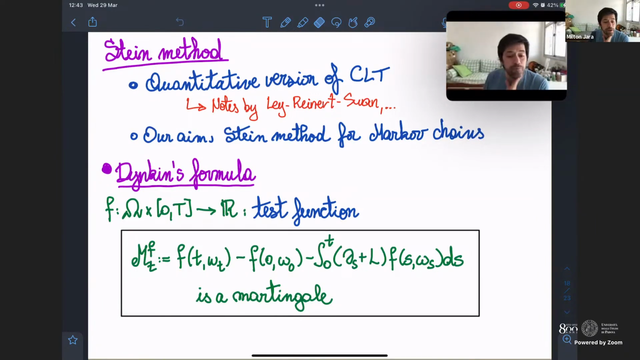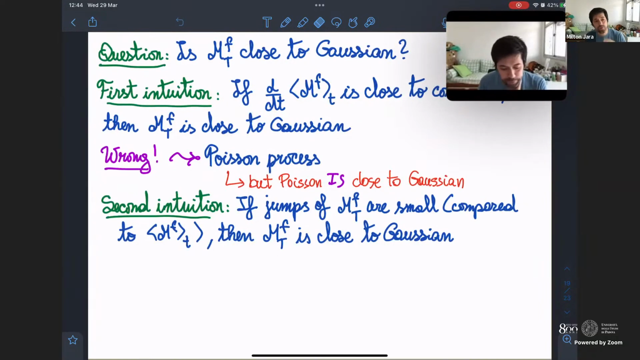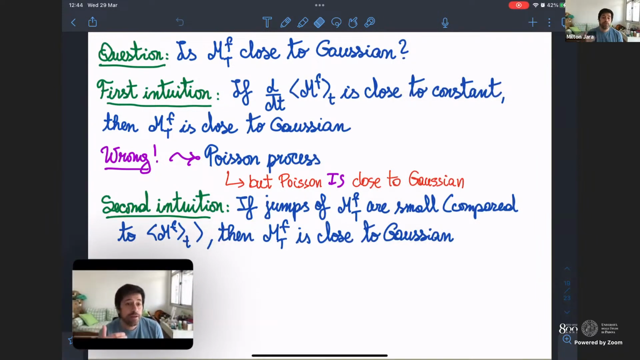Okay, and you have this Dynkin formula that relates functions of your Markov chain with martingales. So what I want to show you is a way to show a quantitative CLT for Dynkin martingales. So the question is whether this martingale is close to Gaussian, and the first intuition we have is that if the quadratic variation is close to constant, then the martingale should be close to Gaussian, because then it will be like a Wiener integral with respect to Brownian motion. You can start to think about representation theorems for martingales. This first intuition is wrong because of the Poisson process. The Poisson process has a constant quadratic variation, and yet is not Gaussian.